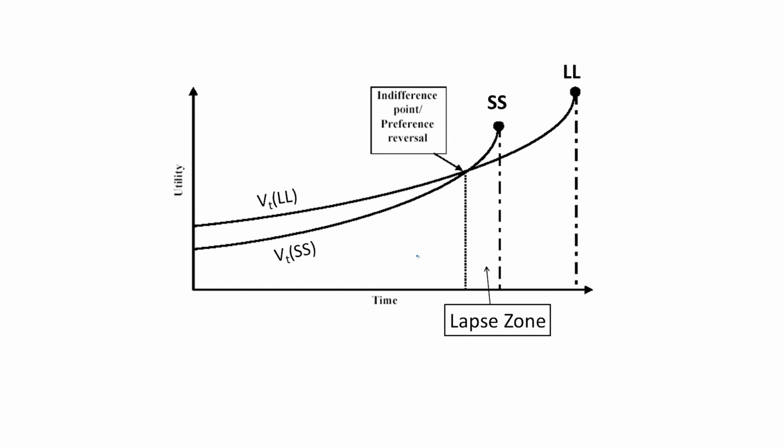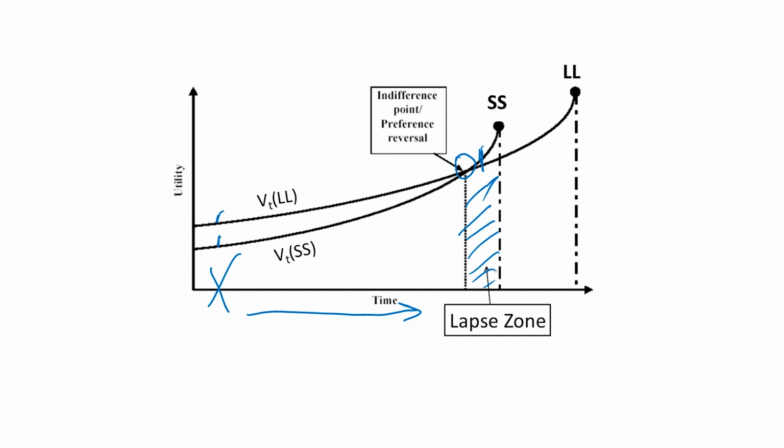In this chart, SS represents a smaller, sooner outcome, say $10, and LL a larger, later one, say $12. When I am here, the discounted value of LL is larger than the discounted value of SS, so I pick LL. But as one gets closer in time to SS, the functions cross over here, and now at this point, SS starts looking larger than LL, resulting in an impulsive choice. This area here is called the lapse zone, a region where we fall prey to temptation.